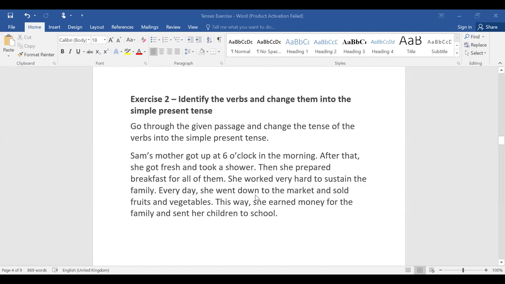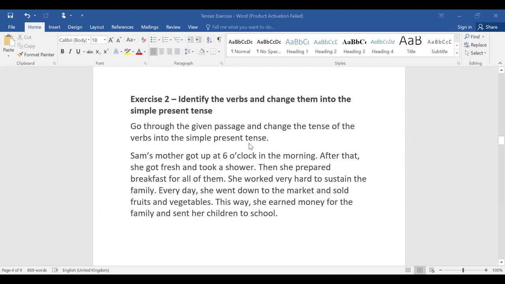So let me start. Exercise two. Identify the verbs and change them into the simple present tense. So this time, you're going to identify the verb in this passage. More than one verb. Identify all of them. And then when you are done, you change them into simple present tense. Go through the given passage and change the tense of the verbs into the simple present tense.